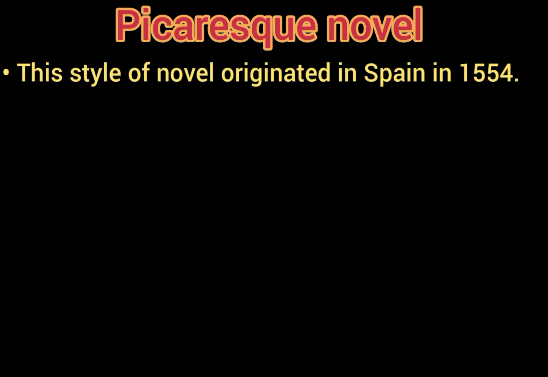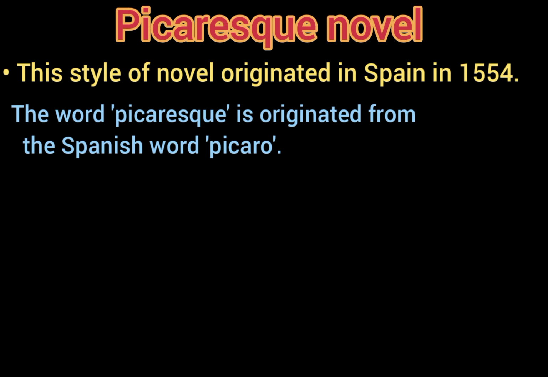This style of novel originated in Spain in 1554. The word picaresque originated from the Spanish word picaro. What is the meaning of picaro? The meaning of picaro is a rogue. Rogue means a dishonest or unprincipled man.